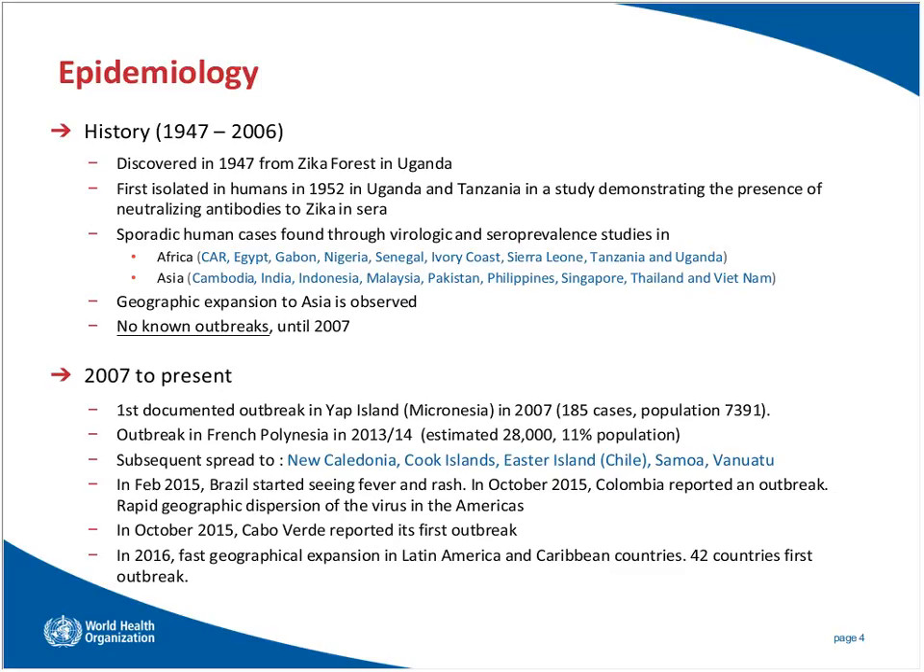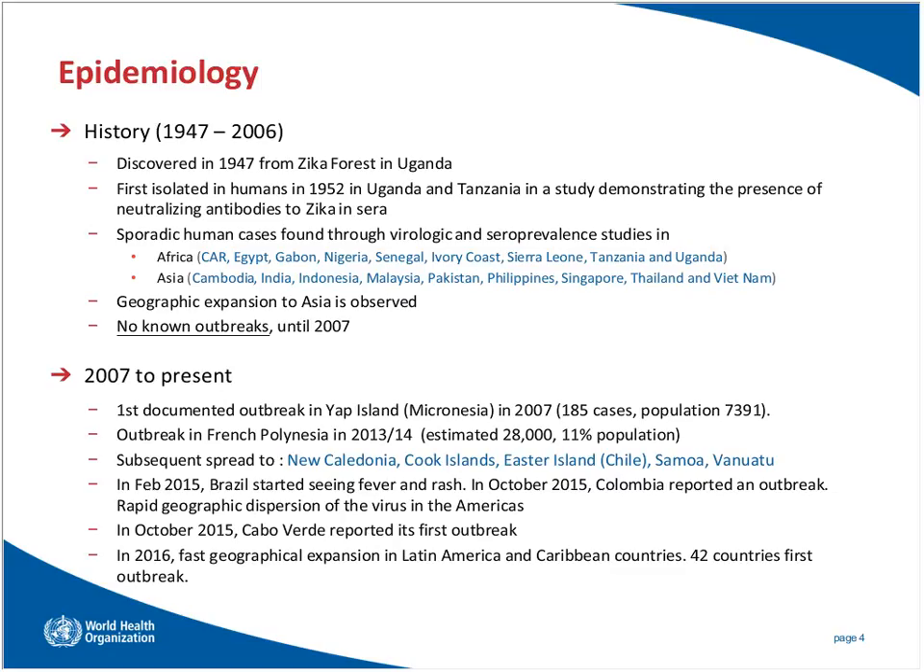Now, 2015 is an important year for Zika because this is when we first saw Zika in the South American continent, specifically in Brazil. Brazil started detecting fever and rash early in 2015. Then in October of 2015, Colombia, north of Brazil, started reporting an outbreak as well. From there on, we see a rapid geographic dispersion of the virus from late October up to now in 2016 throughout the Americas and the Caribbean.